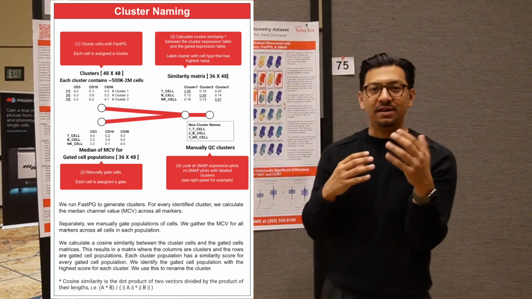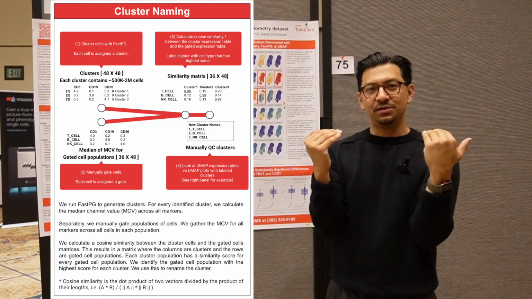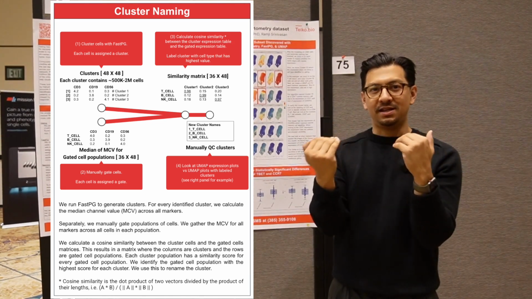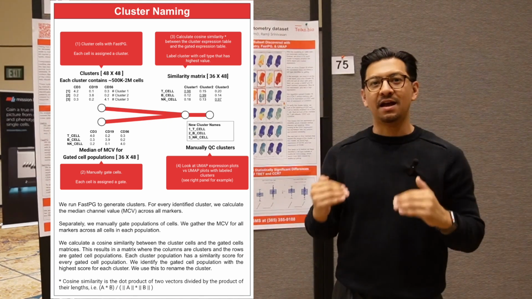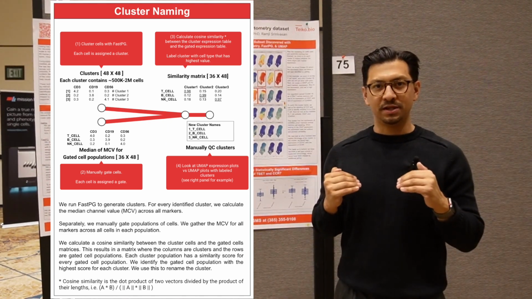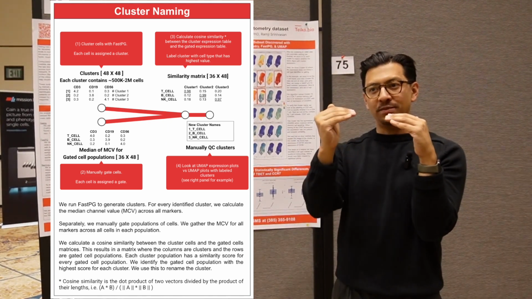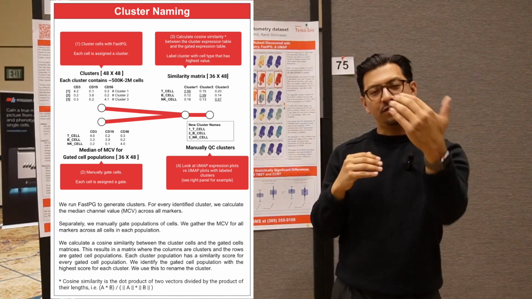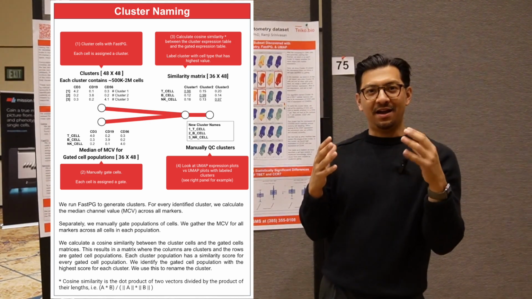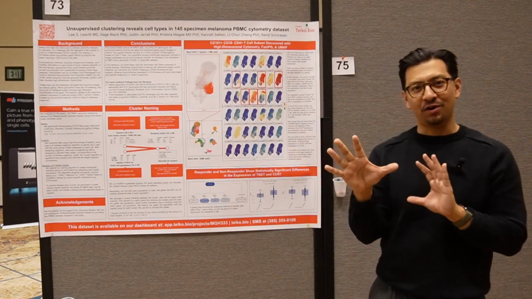Then what we did at that point is we took each of those clusters and looked to see, by using a cosine similarity score, how similar they are to any of those gated populations. And those that were the most similar, we reassigned the cluster names to them. So all of those 48 clusters now had a cluster name. That was the first part of our analysis.